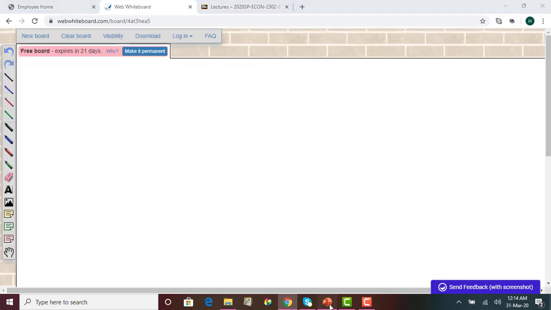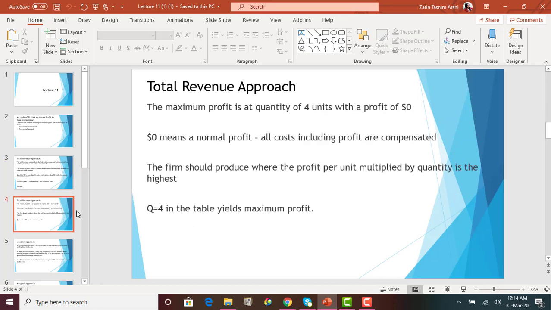Okay, so then we move on to the next slide. This slide talks about the results. You know, you see the maximum profit is at quantity 4 with a normal profit of $0. So when we say the normal profit is $0, it includes all the costs, including the compensation of the partners. So it includes the compensation of the owners. And after that, it is $0.